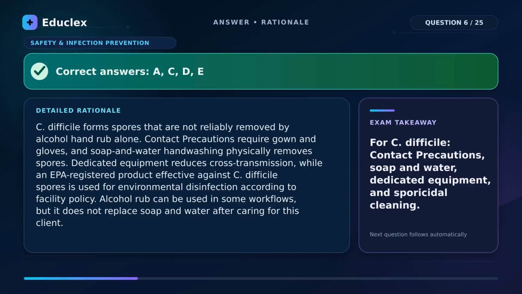Alcohol rub can be used in some workflows, but it does not replace soap and water after caring for this client. Exam takeaway. For C. difficile: contact precautions, soap and water, dedicated equipment, and sporicidal cleaning.